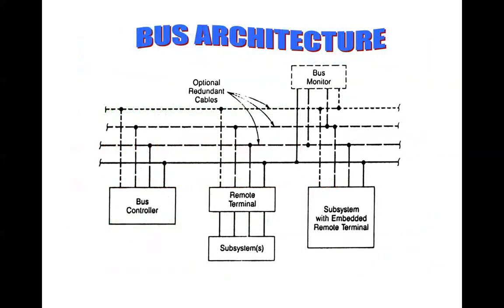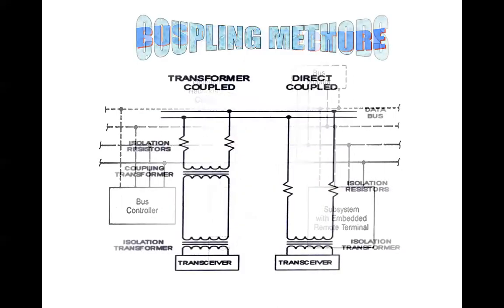This is the architecture of the military standard data bus. So here you'll be having bus controller, remote terminal, subsystem with the embedded remote terminal, and then everything will be connected in the cables through the redundant cables. Each and everything will be monitored by the bus monitor. This is the architecture of the multi standard data bus.